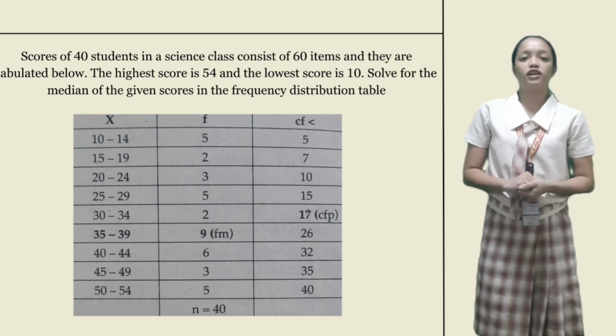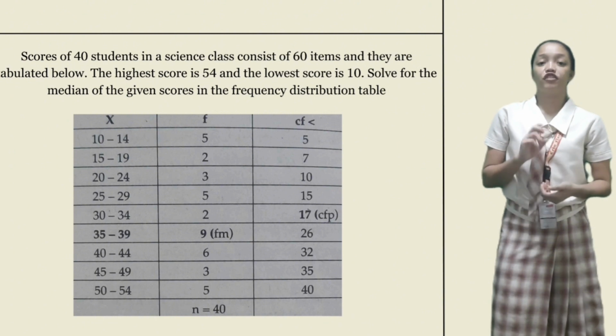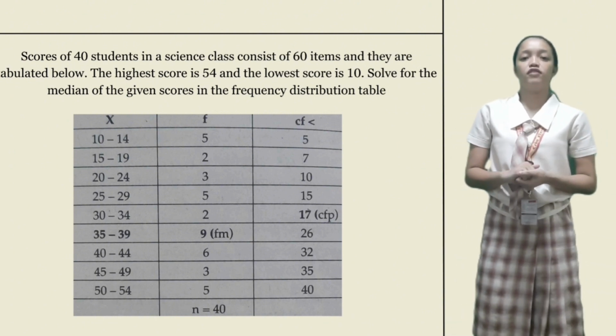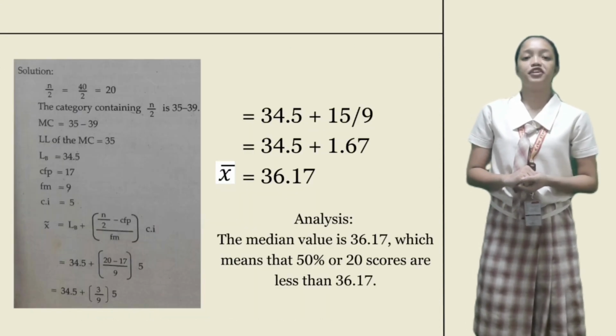So the scores of 40 students in a science class consisting of 60 items are tabulated here. The highest score is 54 and the lowest score is 10. Now solve for the median of the given scores in the frequency distribution table. So we have here the solution.